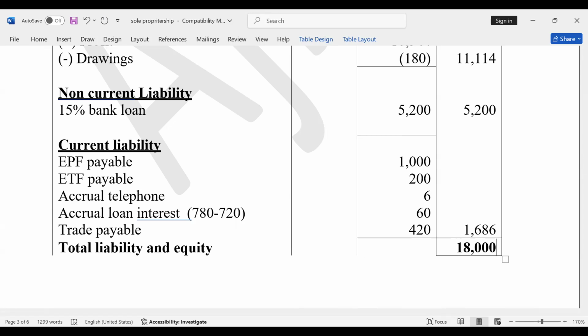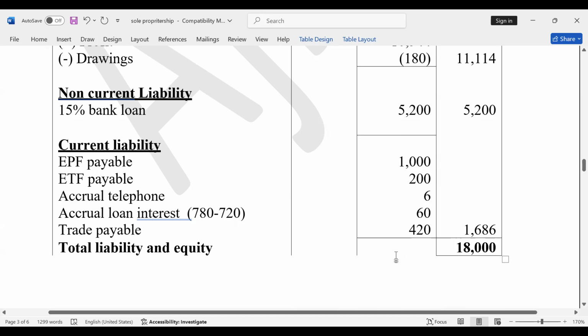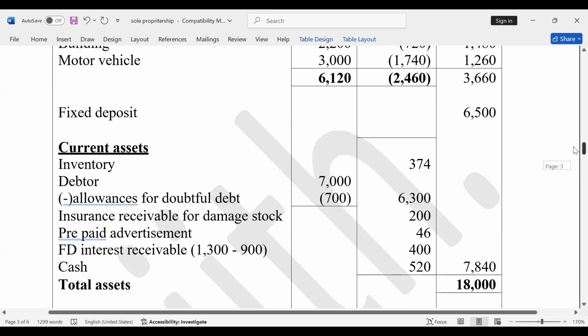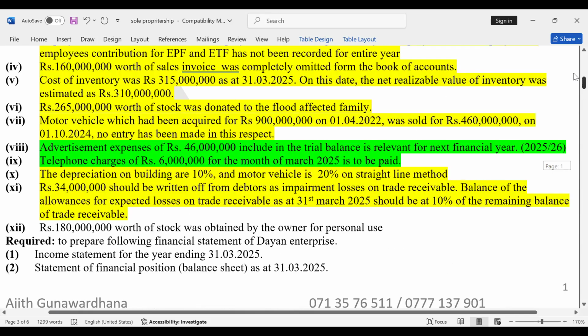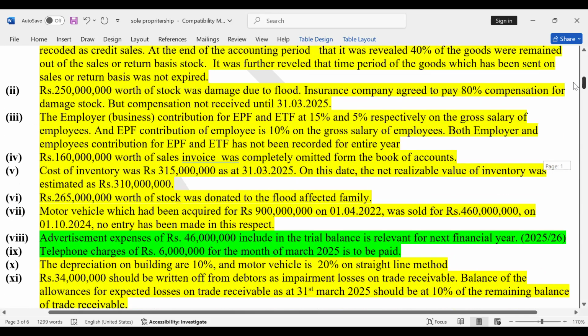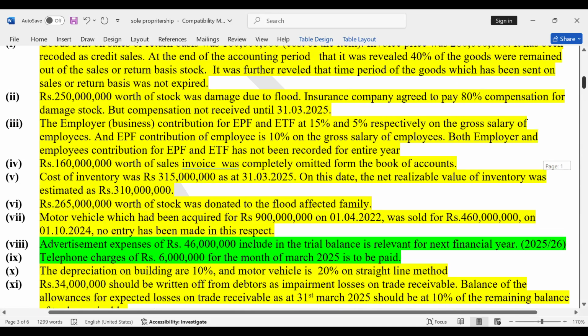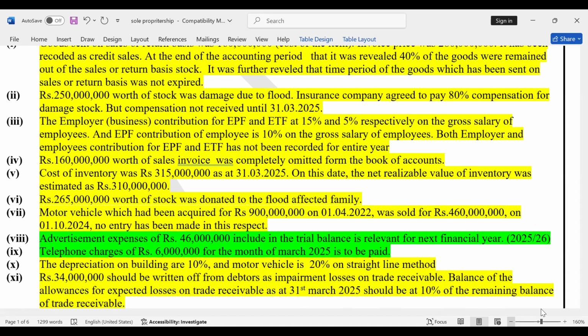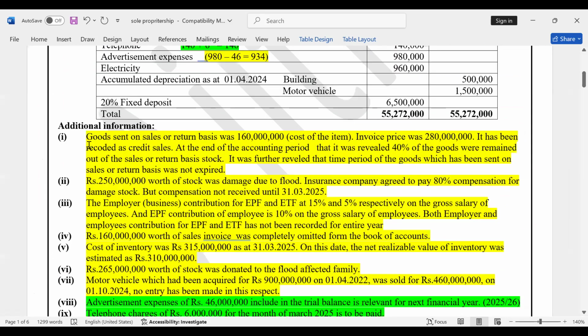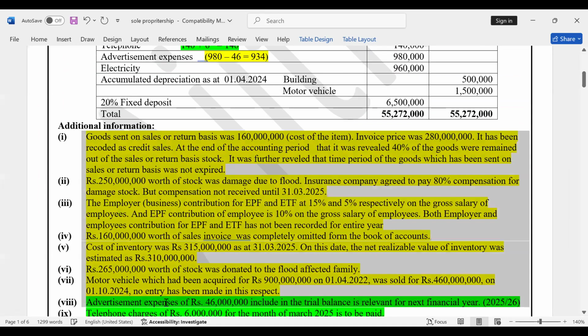Think how to prepare a financial statement based on trial balance. Interrelated adjustments should be done from the beginning. Any organization, it may be partnership, it may be company, it may be sole proprietorship. Think adjustment. Adjustment should be done from the beginning if it has given interrelated adjustment.